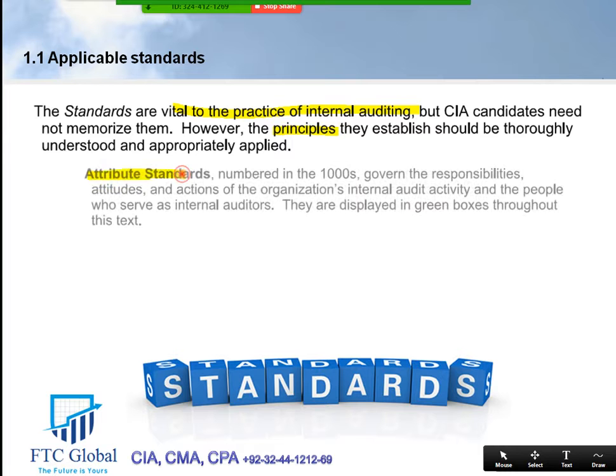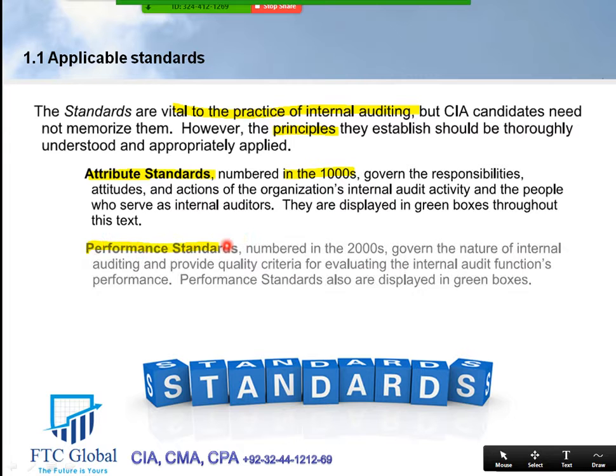Attribute standards, which are numbered in 1000, govern the responsibilities, attitudes and actions of the organization's internal audit activity. Means your responsibility, attitude, how you should act. They relate to the internal audit department and internal auditors. Next is the performance standards. They are related to the performance of the internal audit department. The first is the attribute of the department, attitudes, responsibilities and actions. The second is the performance standard that evaluates the performance of internal auditors.